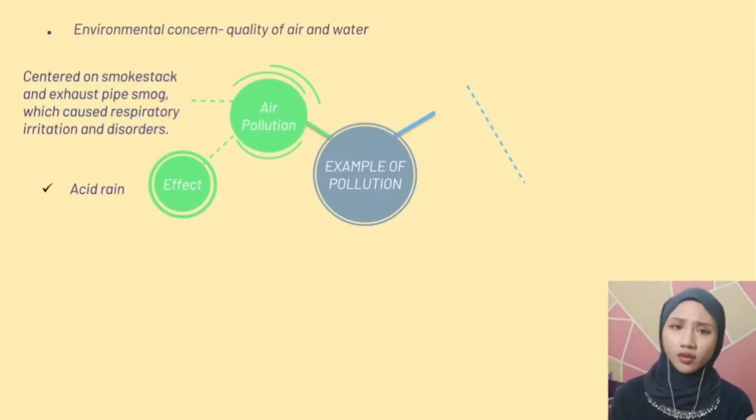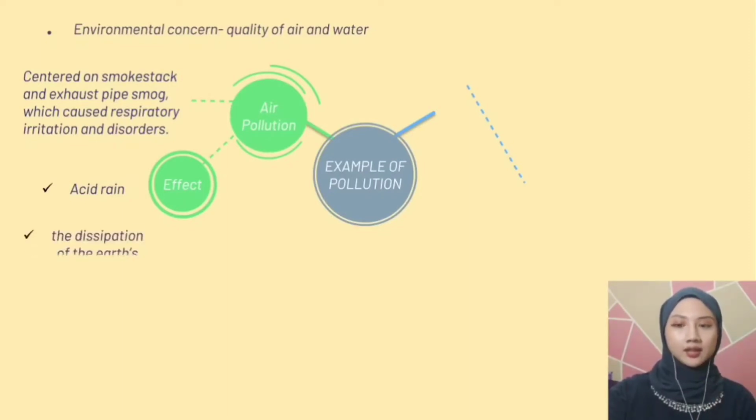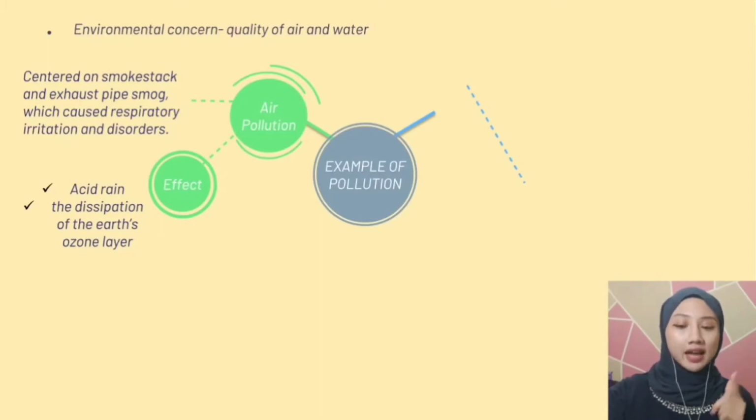What are the effects of air pollution? The first one is acid rain. Acid rain is caused by nutrient lack and defoliates trees. The second effect is the dissipation of the Earth's ozone layer. The release of CFCs into the atmosphere and cutting down trees has depleted the ozone layer.